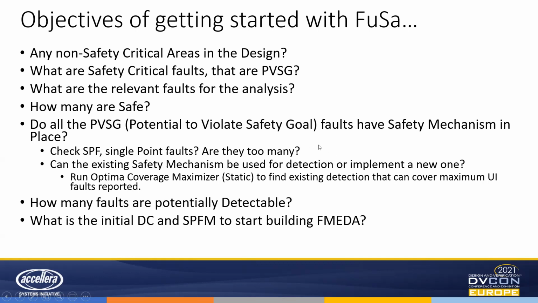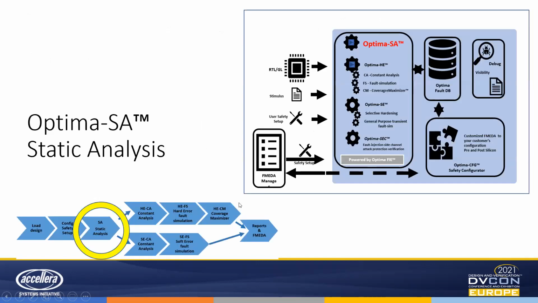So these are the decisions you want to make. Or can the existing safety mechanism be used for detection of these single point faults, or do I need to design one separately? This is another question you might be looking for an answer to. How many faults are potentially detectable, and what is my DC, SPFM coverage to start building the FMEDA? So these are some of the objectives to start with, and the Optima safety platform will solve them one by one in the entire methodology and flow we propose.